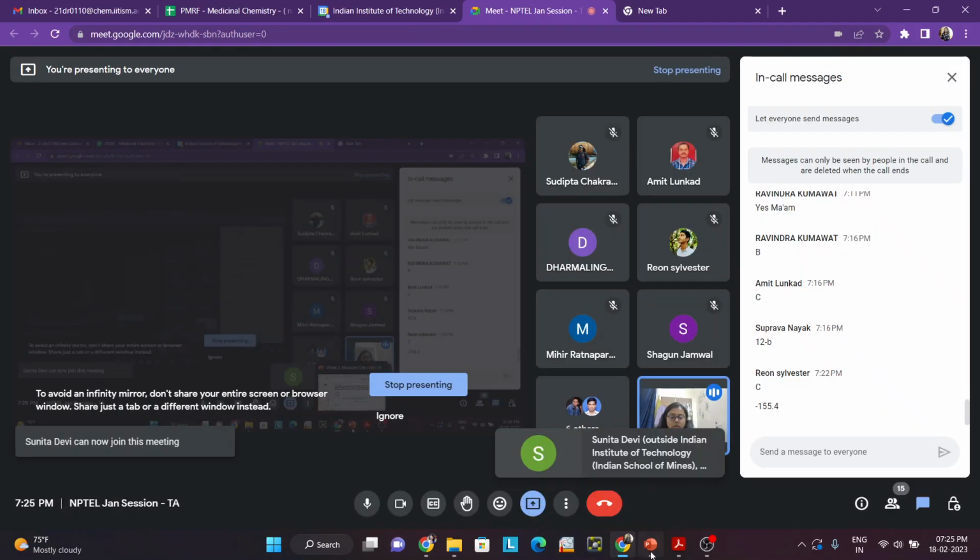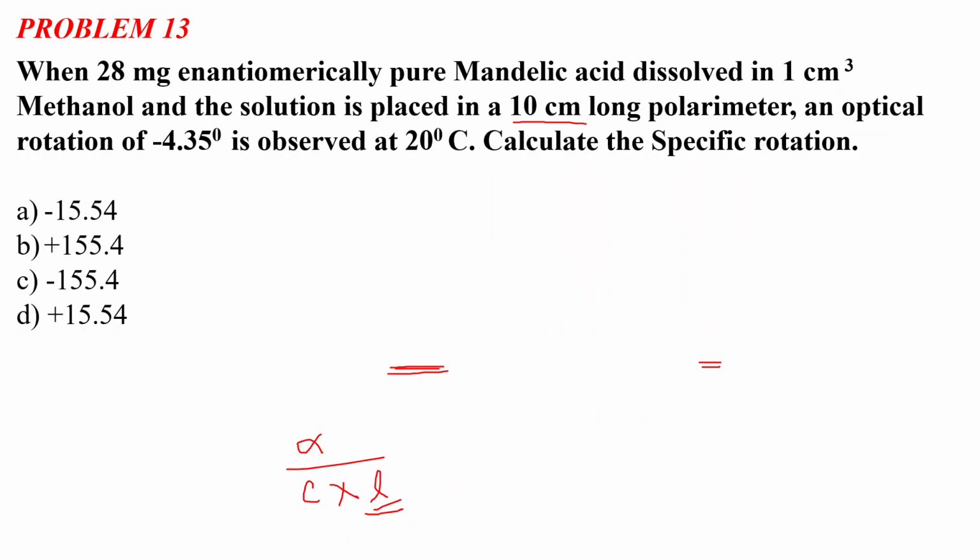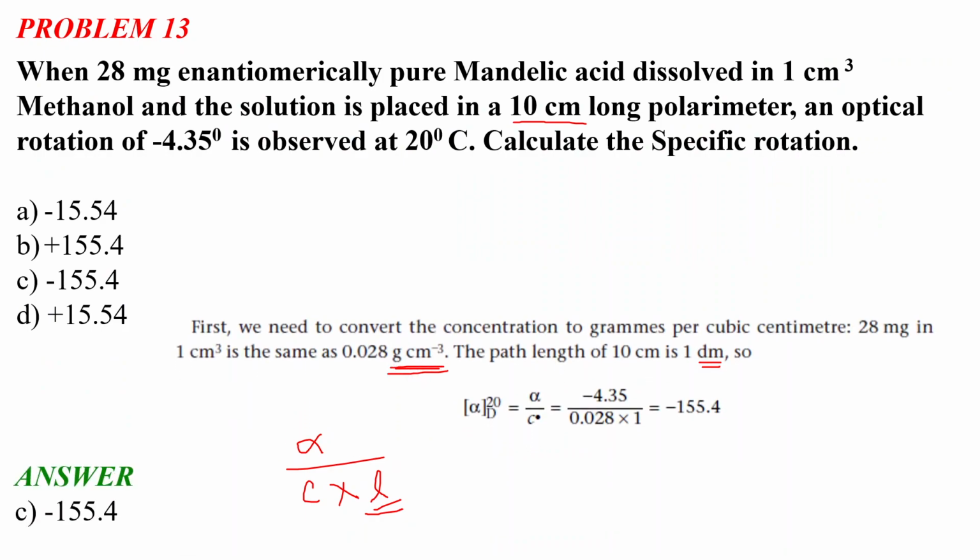Okay, so look at the answer and the problem carefully, and tell me if you don't understand anything. If you have not understood anything, I will repeat it. But I think this problem was more or less very easy. The sign is very important: since the optical rotation observed was in the minus sign, the total answer will also be minus. This plus or minus sign indicates whether the movement is in the positive or negative direction.